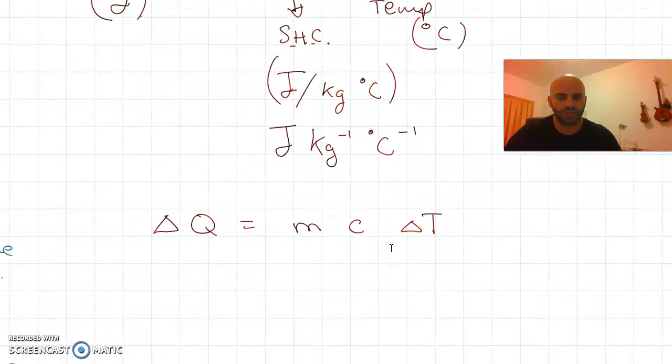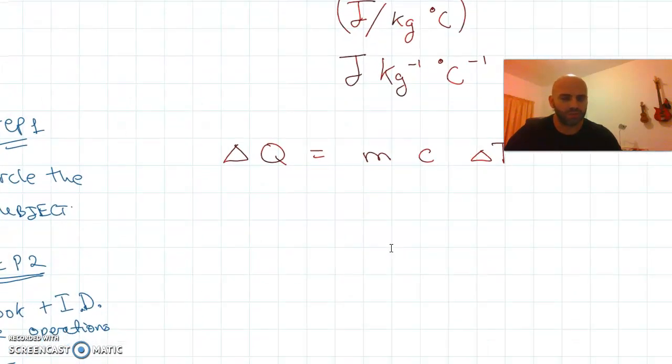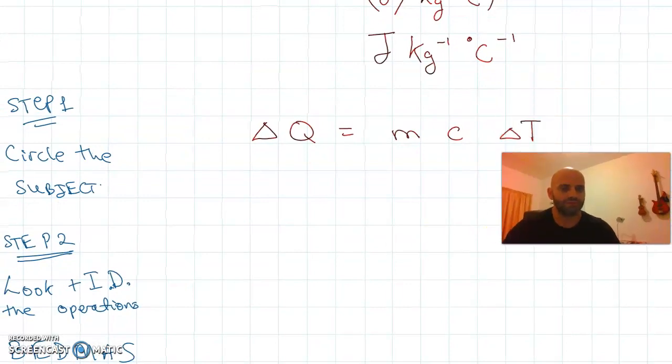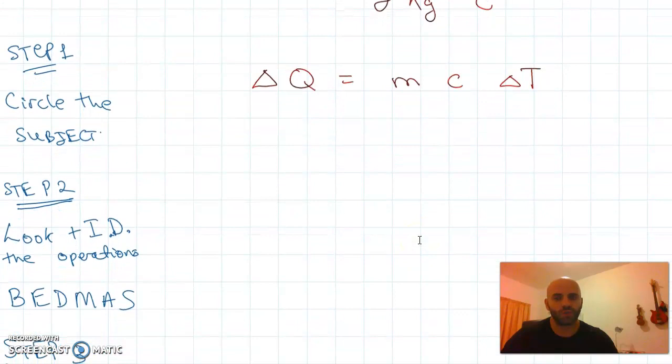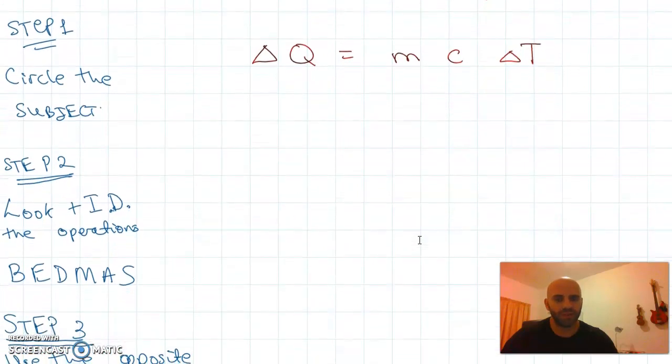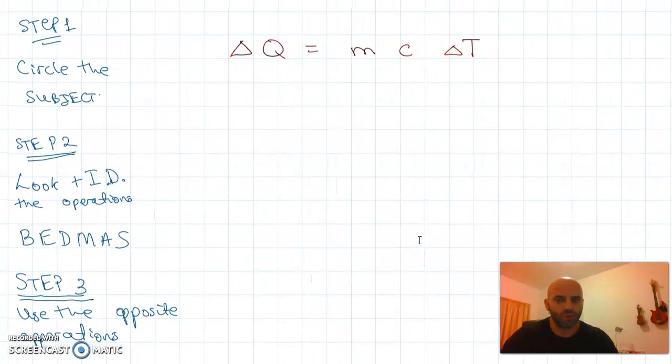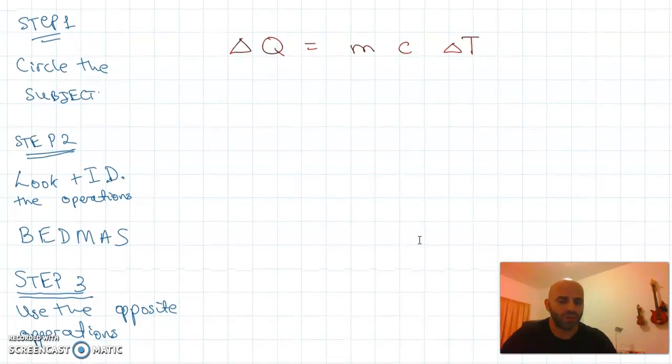So if we start from here, I know people tend to struggle a little bit with algebra sometimes. I'd like you to adopt maybe a 3-step approach to doing algebra problems. Step 1 is circle the subject. Now what I mean by the subject is which one are you trying to move? Which one are you trying to isolate? Which one are you trying to solve for? We call that the subject. So say for example, I'm going to solve for C.